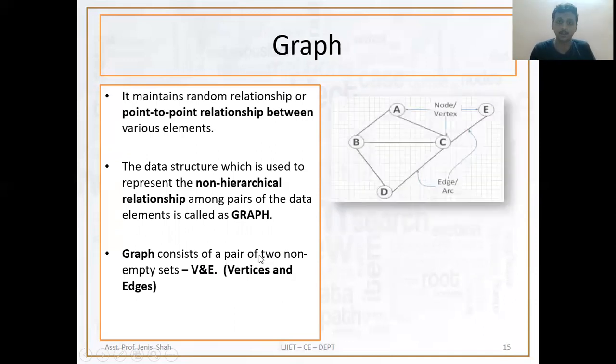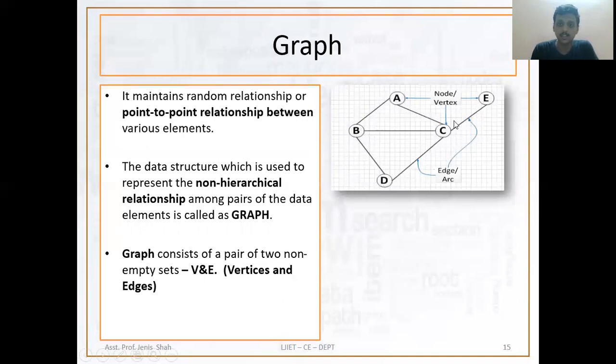Let me show you an example. See, A, B, C, D, E are the nodes or vertices. A, B, C, D, E are known as vertices, and the link or line that connects A and B is known as an edge. B and C is known as an edge. C and D is known as an edge.